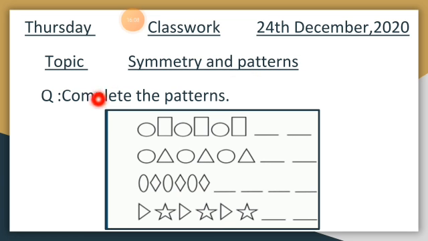And start writing your question. Your question is complete the patterns. Write down the spelling of complete, then give one finger distance and write down the patterns. With proper distance and very neat writing, you will write down the question. After the question, leave one line and draw these shapes.